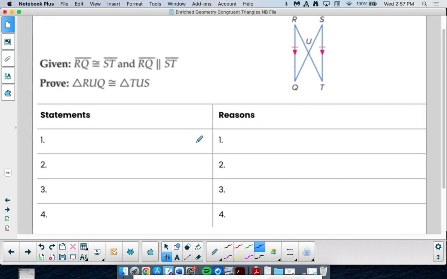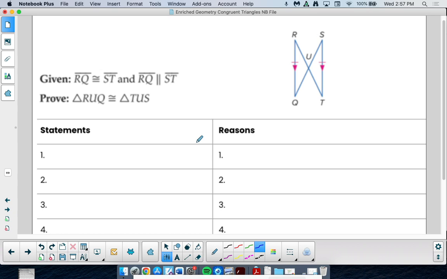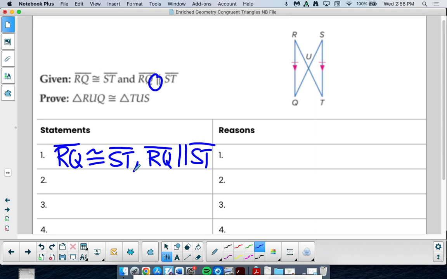All right, folks. Well, it looks like I put both of my givens on the first line, so let's kind of talk about what they are. So it says RQ is congruent to ST, which they already have marked for us. And then we're also told that RQ is parallel, remember, this means parallel to ST. So let's write that down in our first spot here. Okay, so that's our free information.